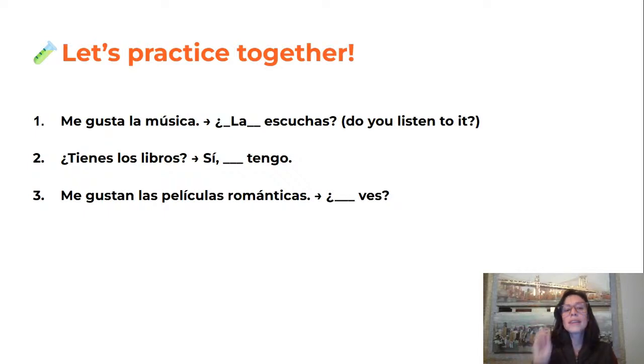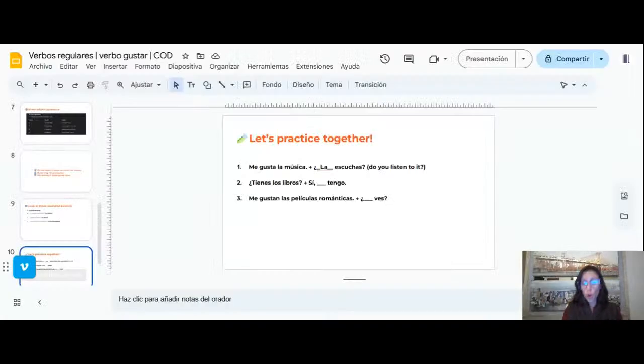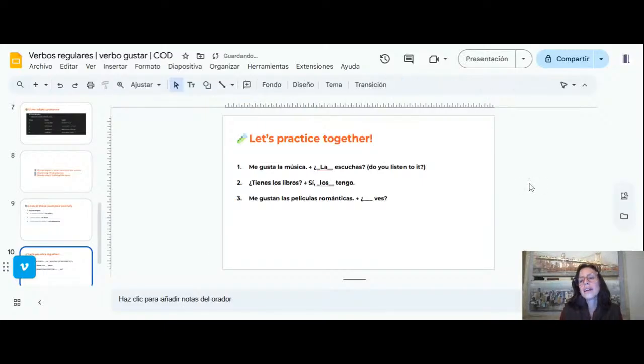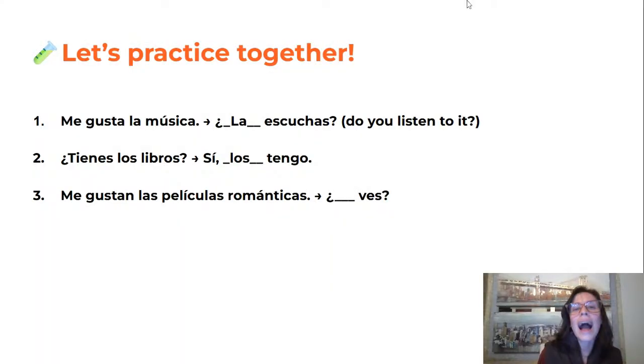Let's remember that the direct object pronoun comes first, before the verb in Spanish. So we won't be saying tengo and then the direct object pronoun. We will have to put it first. So sí, los tengo. Yes, I have them. Them is los, which we put before the verb. Sí, los tengo. Yes, I have them.